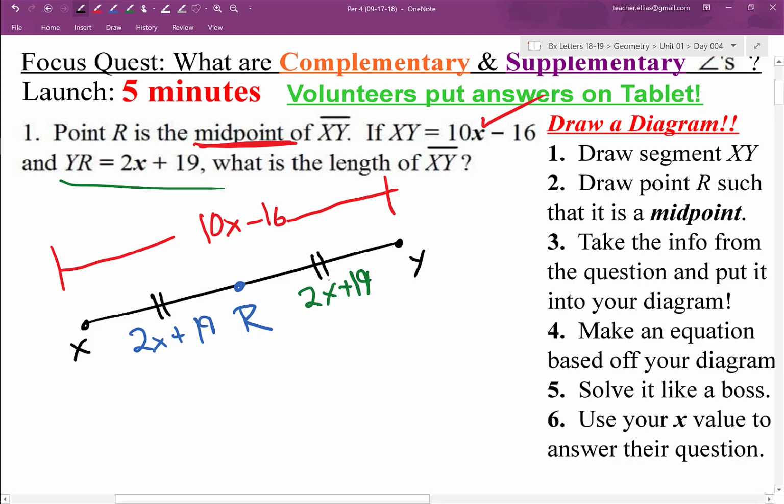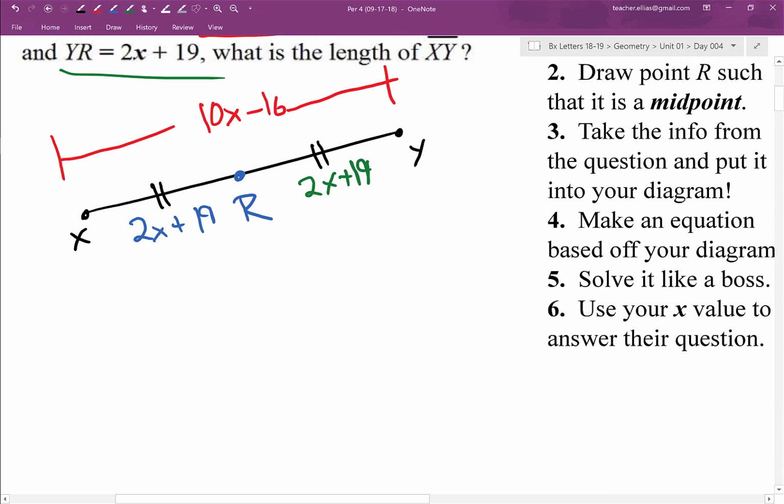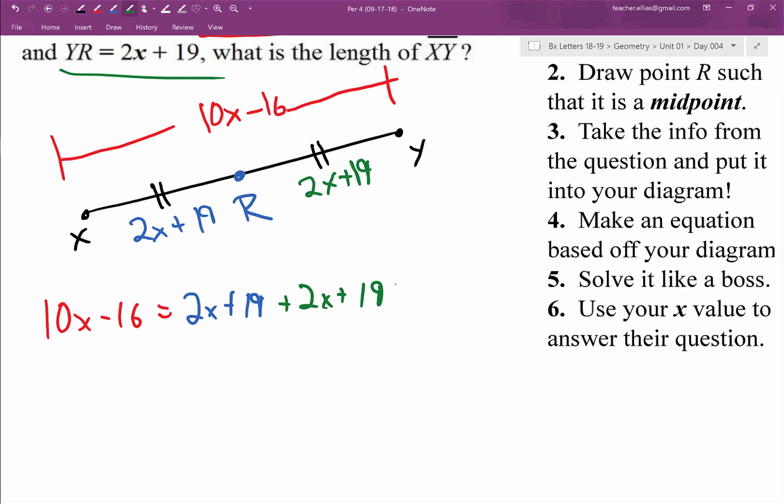Two congruent parts. Joel, what equation did you come up with? I think your equation was good. 10x minus 16, that whole entire thing, equals 2x plus 19 plus 2x plus 19. Awesome. Where'd you get that equation from? 10x minus 16 is the whole XY, so then RY is 2x plus 19 plus XR is 2x plus 19. Awesome. Lizette, what equation did you have?